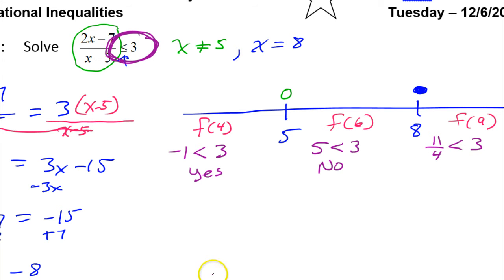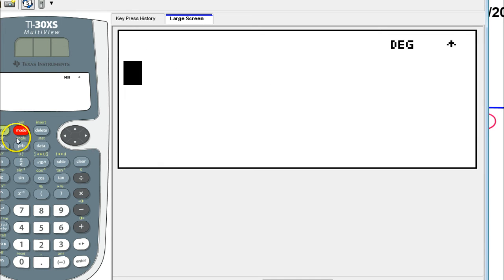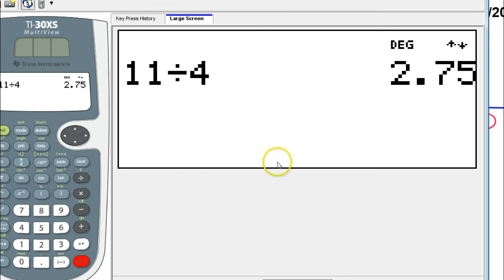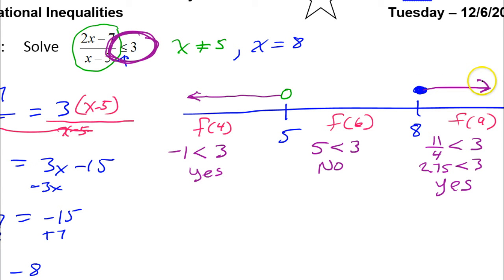To be sure about 11 fourths, I would just go ahead and evaluate it real quick. So that's 2.75. All right, is 2.75 less than 3? So we have a yes, no, yes. The yeses show us where the solutions are on the number line. So that means we have solutions over here, and we have solutions over here.